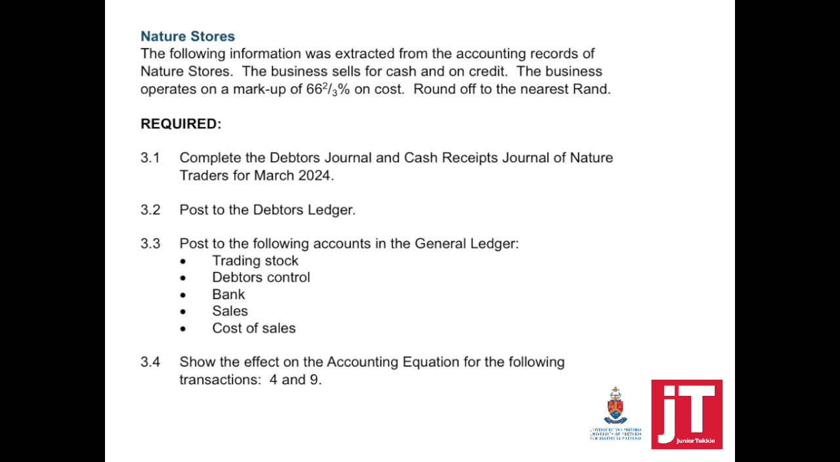Question 2, post to the debtors ledger. Question 3, post the following accounts in the general ledger: trading stock, debtors control, bank, sales and cost of sales. And question number 4, show the effect on the accounting equation for the following transactions.